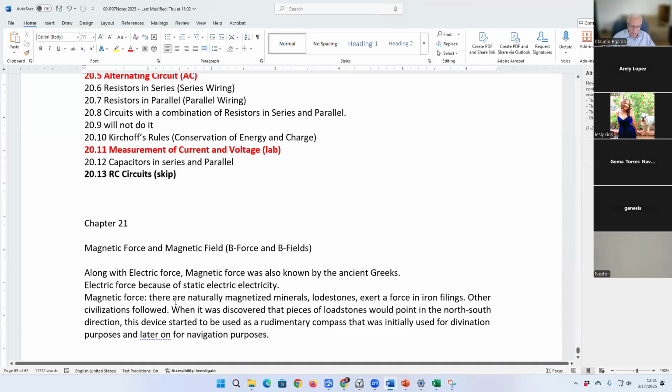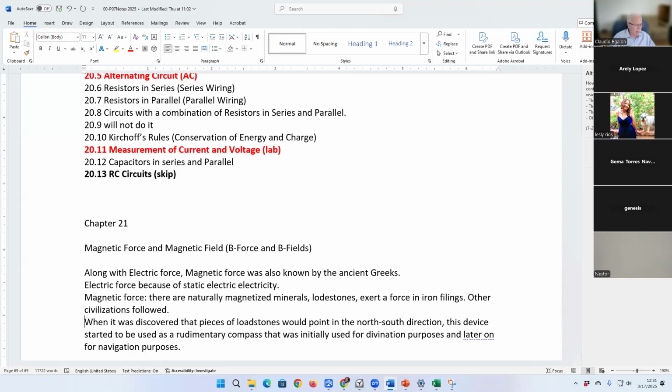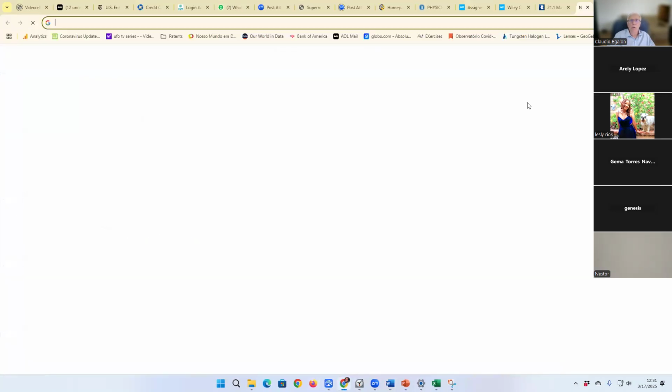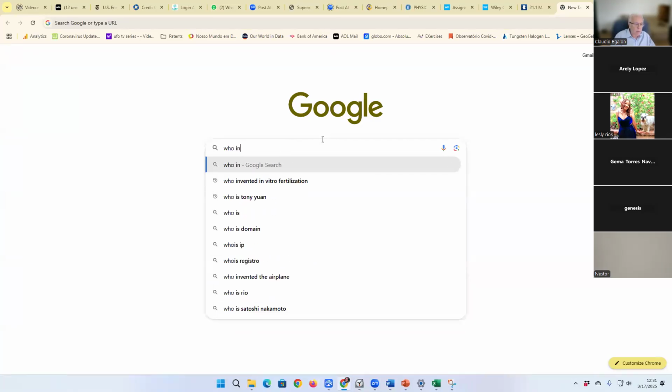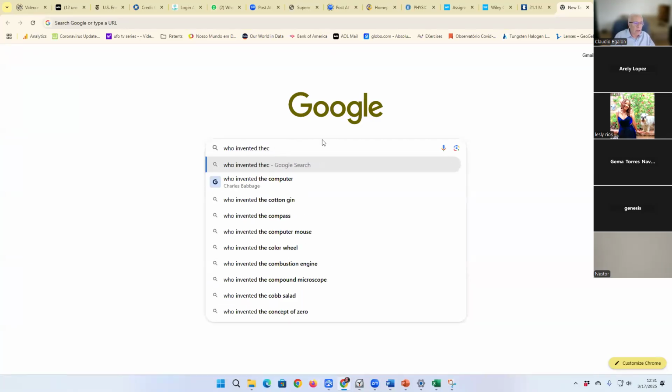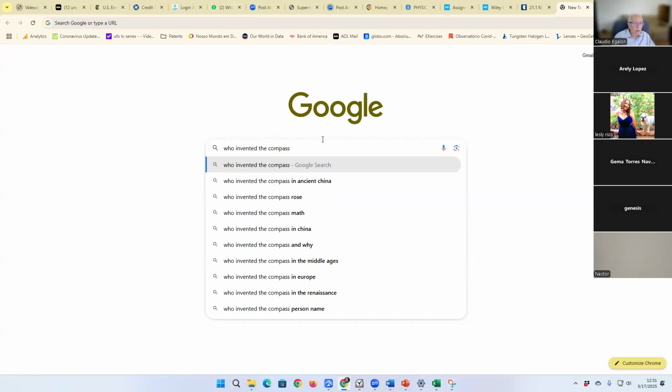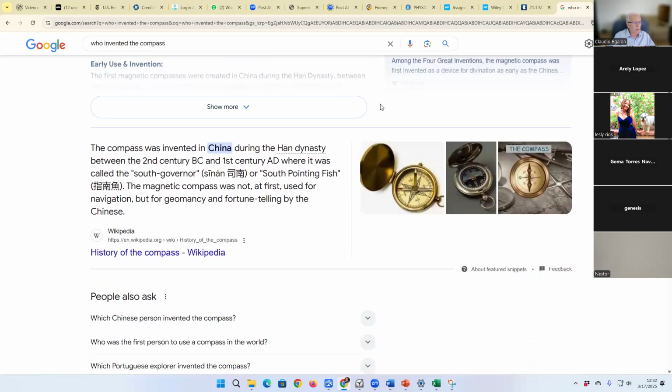Later on, the Chinese, or maybe the Mongolians, though we say it was the Chinese. If you look up who invented the compass, they say it was the Chinese. It was in China, the Han Dynasty, 2nd century BC. The Mongolians came afterwards, Genghis Khan and Kublai Khan.